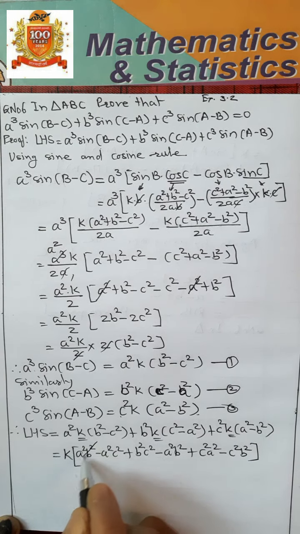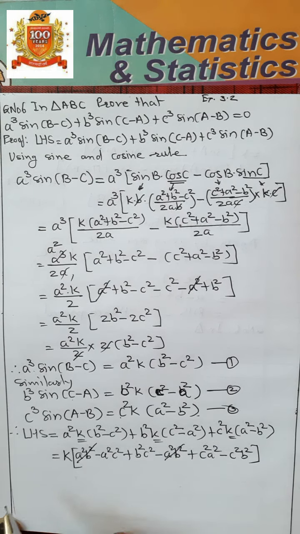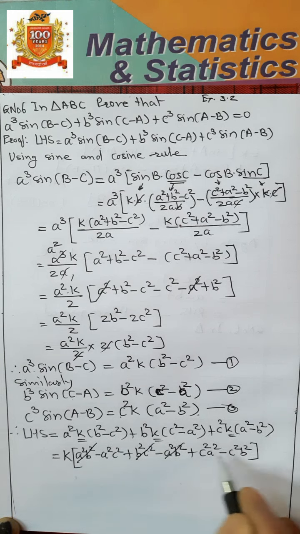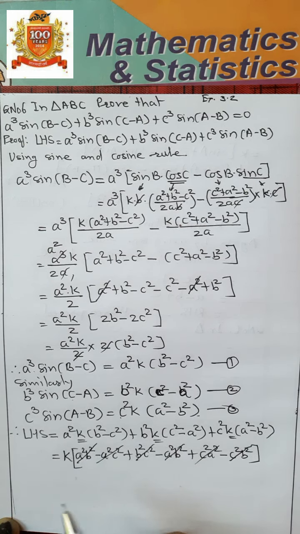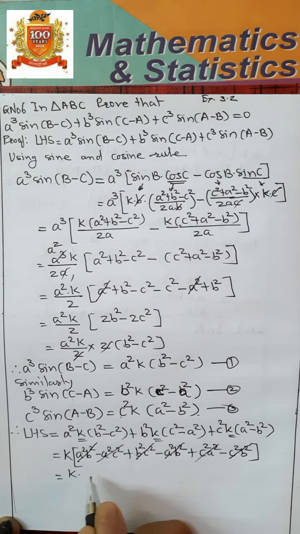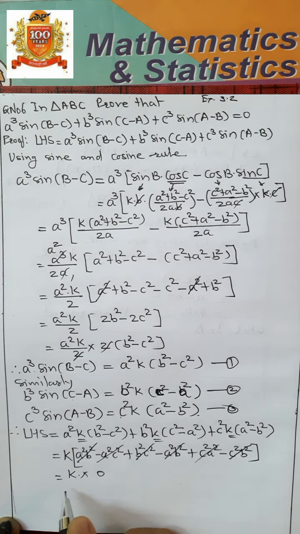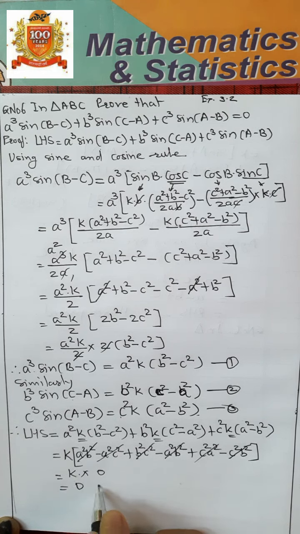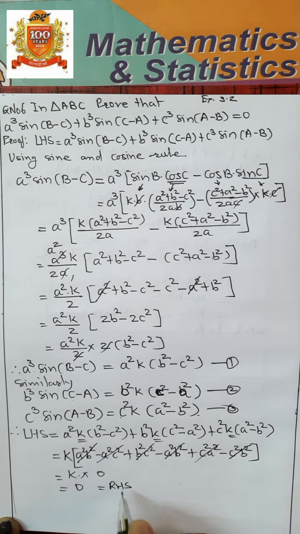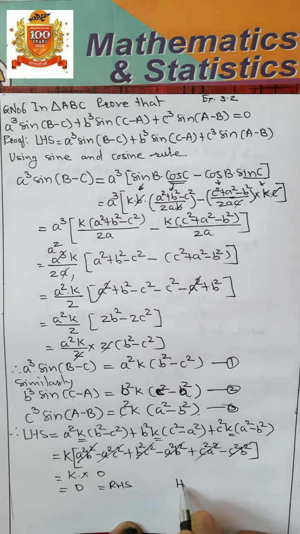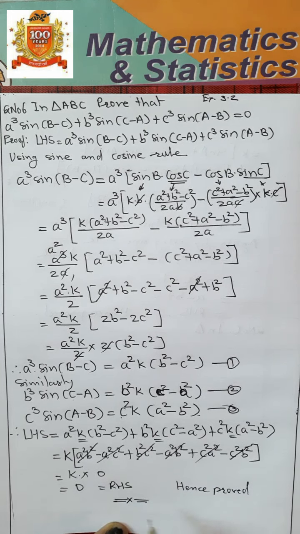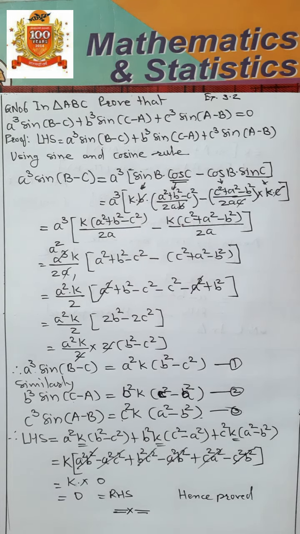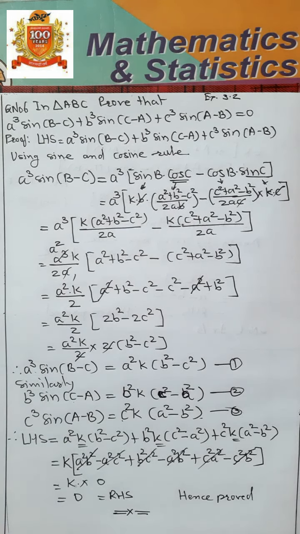Now plus a square b square and minus a square b square get cancelled. b square c square and b square c square get cancelled. a square c square and a square c square get cancelled. That is k into 0, that is equal to 0, which is equal to RHS. Hence proved. In this way we can solve question number 6, isn't it? Remaining questions we will see in the coming video.